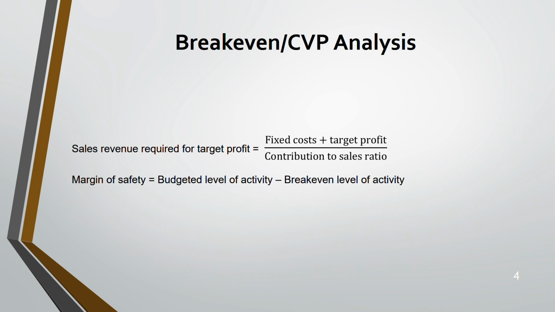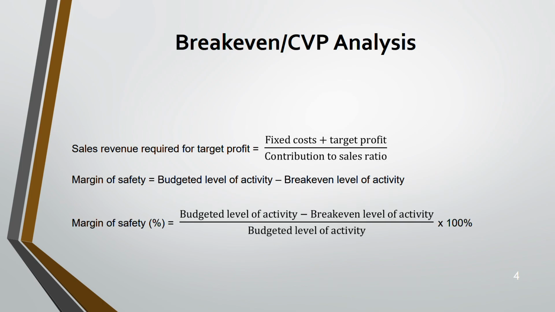Then we have what is known as margin of safety. Margin of safety means difference between your budgeted and your break-even level of output. So budgeted minus break-even level of activity. And if you want to find it in terms of percentage, margin of safety percentage, budgeted level minus break-even level divide by budgeted into 100%. Okay. So in your exam, be very careful. Exactly see what they're asking for. Are they asking in terms of units output or in terms of percentage of revenue?